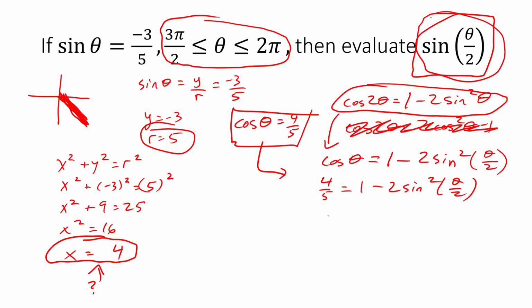I'm going to add 2 sine squared theta over 2 to both sides. In other words, I'm going to bring it over to the other side there. And I'm going to subtract 4/5 from both sides. In other words, I'm going to bring it over to the other side. So what I get then is 5/5 minus 4/5, which is 1/5. So I've got 2 sine squared theta over 2 equals 1/5. So let's just put that up at the top here. 2 sine squared theta over 2 is equal to 1/5. Now I'm going to divide both sides by 2, and that's going to give me 1/10.